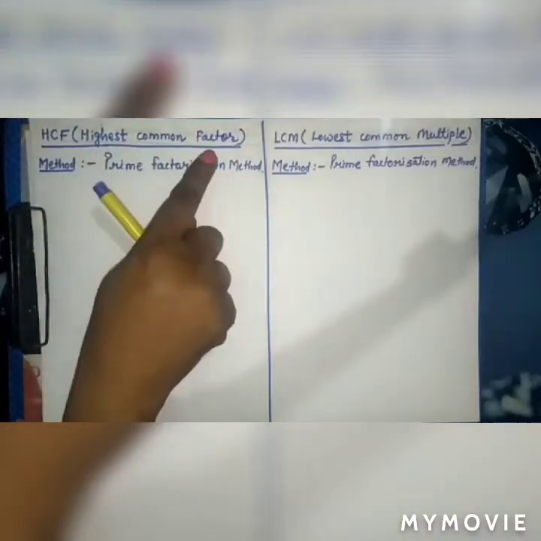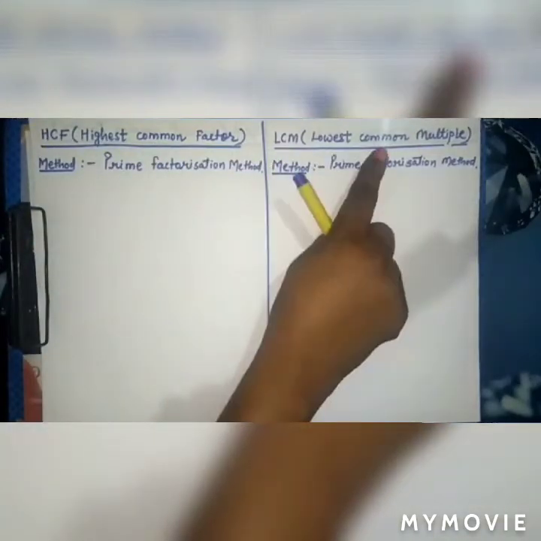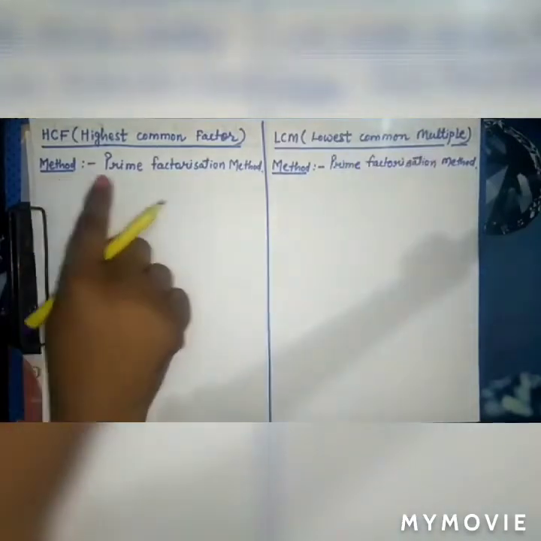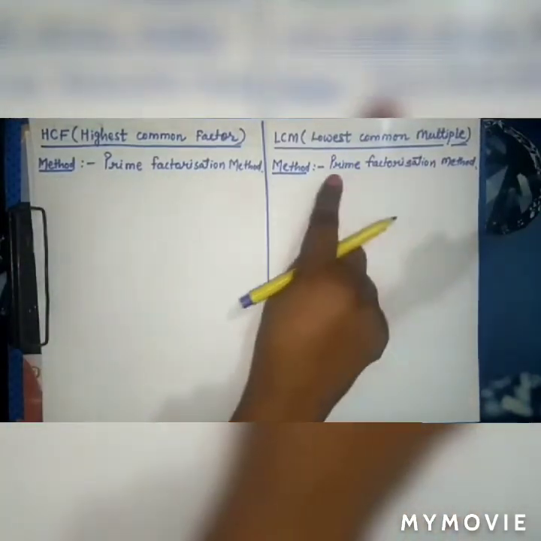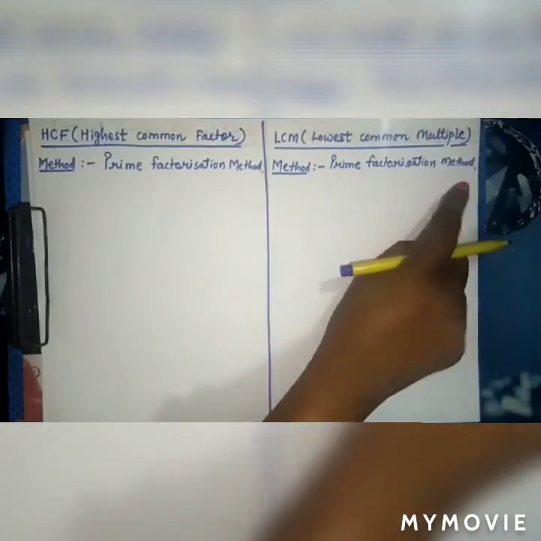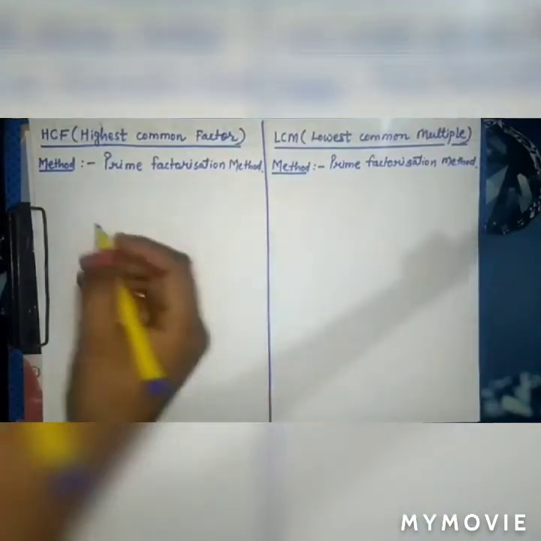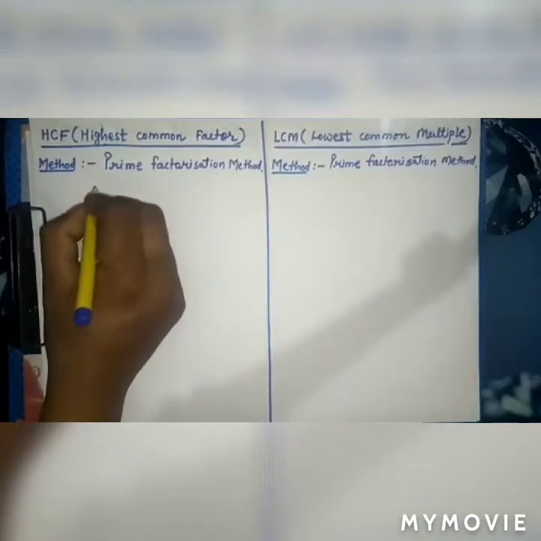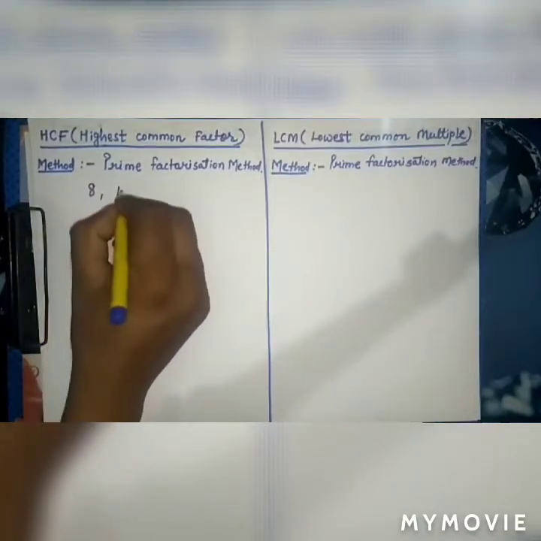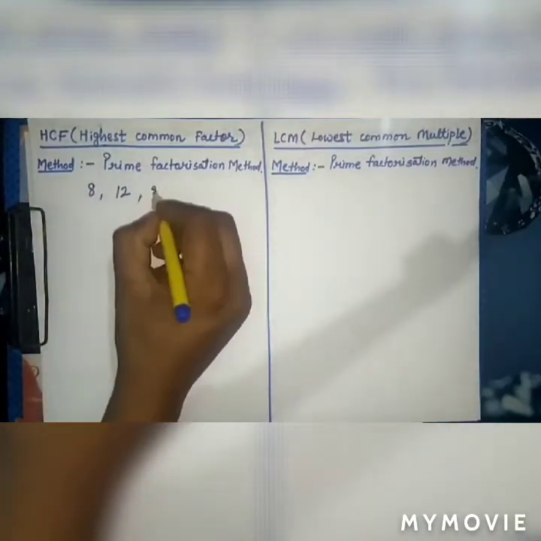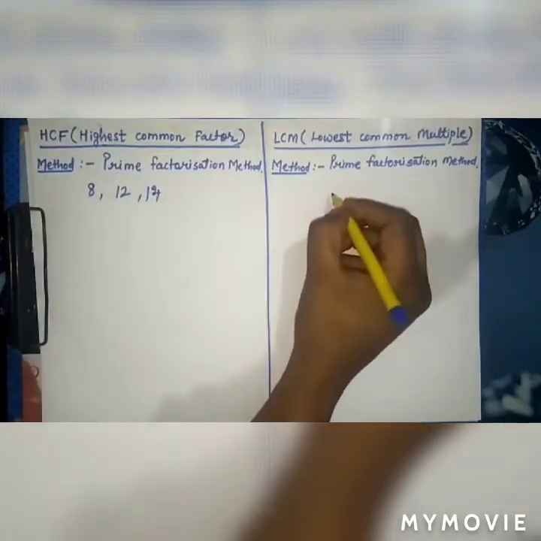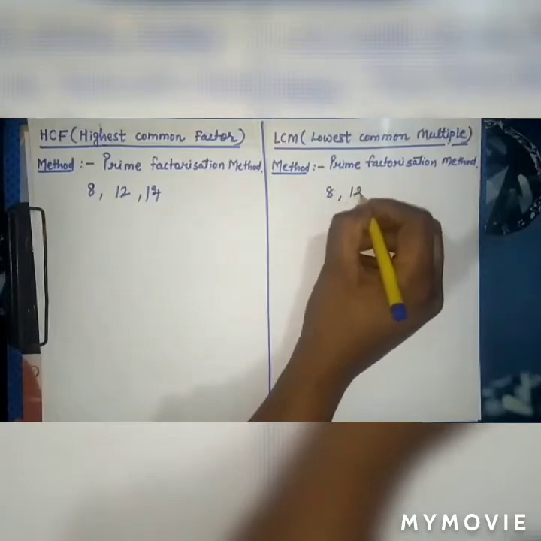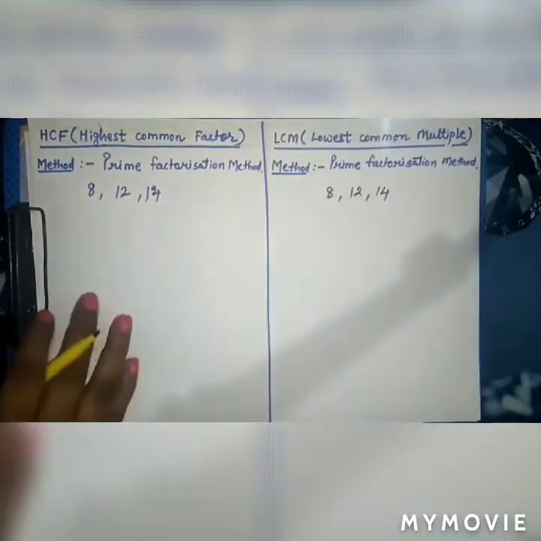HCF means highest common factor and LCM means lowest common multiple. Here I will tell you a single method, the prime factorization method, that can be used to find both HCF and LCM. Prime factorization method means in this method we are going to use only prime factors to divide the given numbers, and on the basis of those prime factors we will find the HCF and LCM for the given numbers.